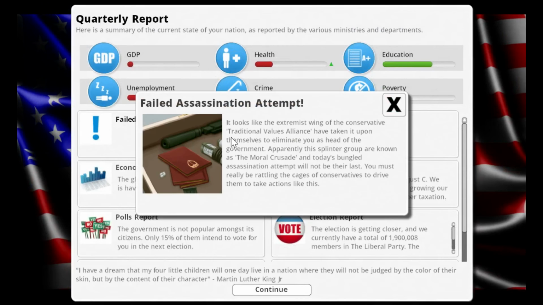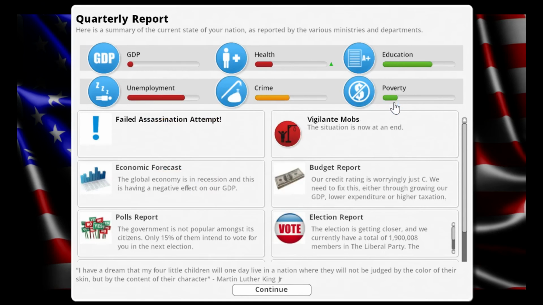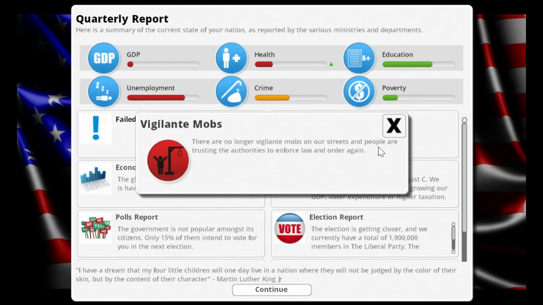Oh, no. It looks like the extremist wing of the conservative traditional values have taken it upon themselves to eliminate you as the head of the government. Apparently, the splinter group known as the Moral Crusade in today's bungled assassination attempt will not be their last. You must rarely be rattling the cages of conservatives to drive them to take action like this. Yeesh.